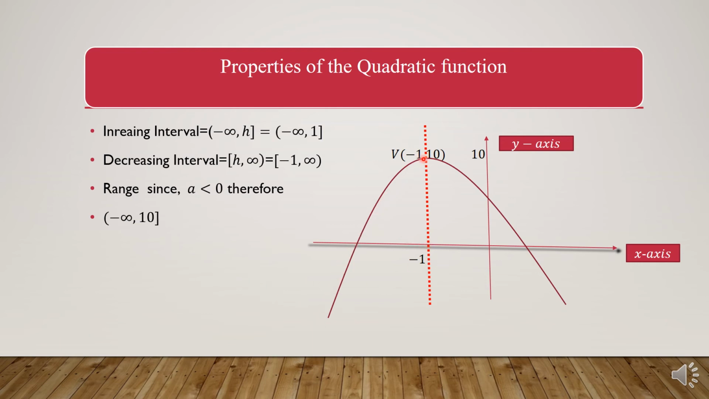From minus infinity to minus 1, the function is increasing. So we say from minus infinity to h, the h value is minus 1, the function is increasing. And when it reaches minus 1, the function starts decreasing. So the interval from minus infinity to minus 1 is an increasing interval. And from minus 1 to positive infinity, when we go to the positive side, the function starts decreasing. So this is a decreasing interval.